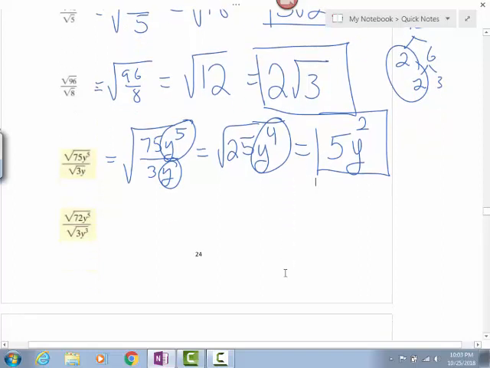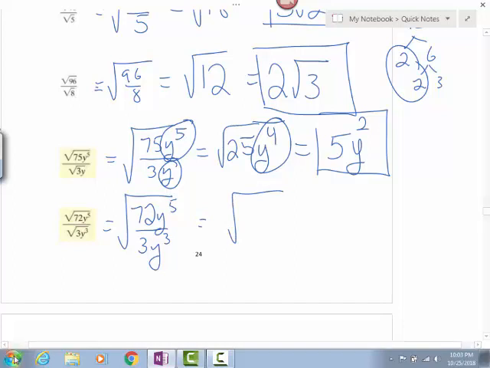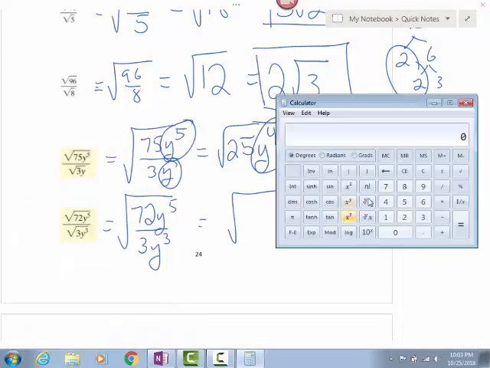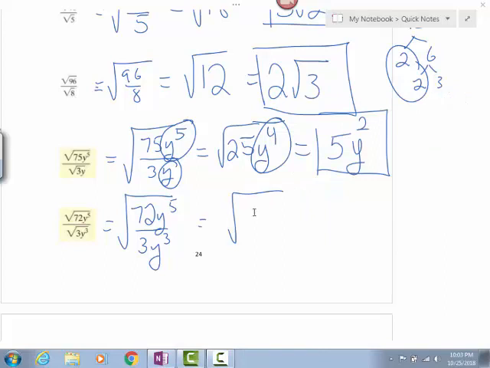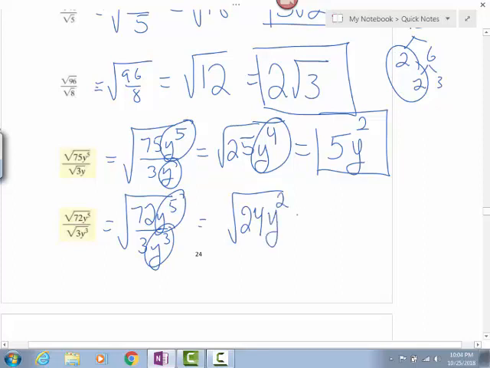Okay, and finally, the last problem here. Again, I'm going to write one big square root. 72y to the 5th divided by 3y to the 3rd. Okay. So let me take a look here. I'll take my calculator again. Let's see, 72 divided by 3 is 24. So we have a 24. If I have y to the 5th here and y to the 3rd there, I'm still left with a y squared. Okay.